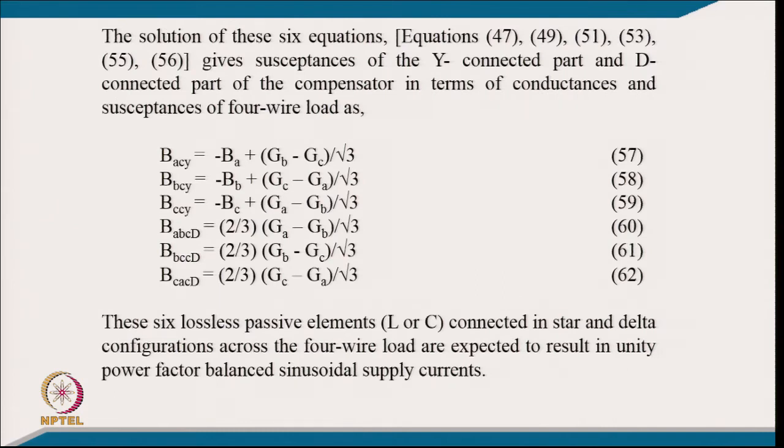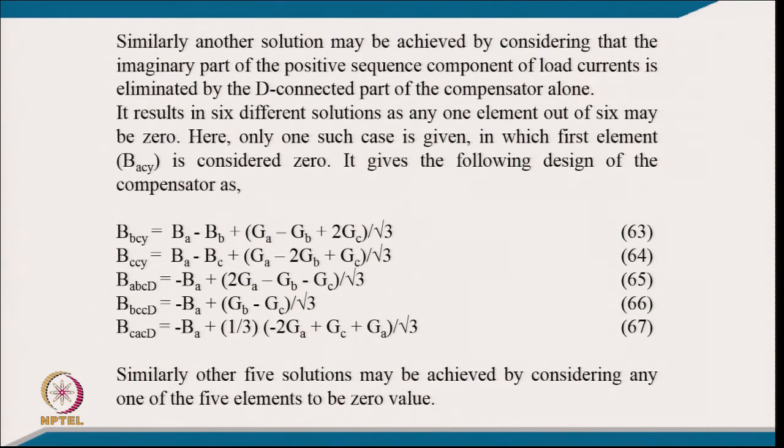The solution of these 5 conditions together with this 6th condition gives the susceptances of the star connected part and delta connected part of the compensator in terms of conductance and susceptances of the 4 wire load, and these are the values of all 6 compensator elements in terms of the load conductance and load susceptances. So, you get the design for this particular solution, and these 6 lossless passive elements connected in star and delta configuration across the 4 wire load are expected to result in unity power factor balanced supply current. So, that is the one solution, with the 6th condition added.